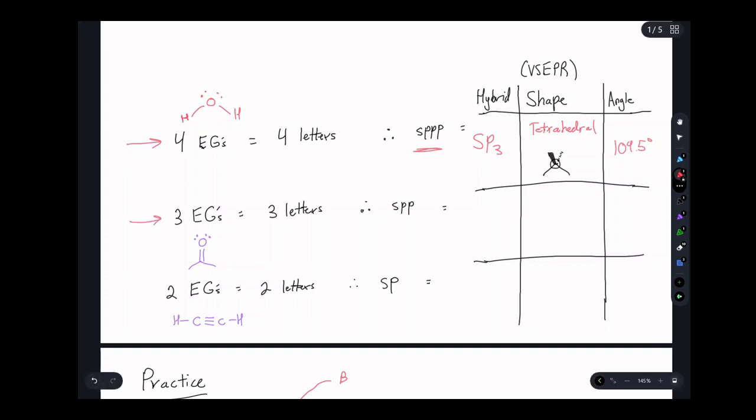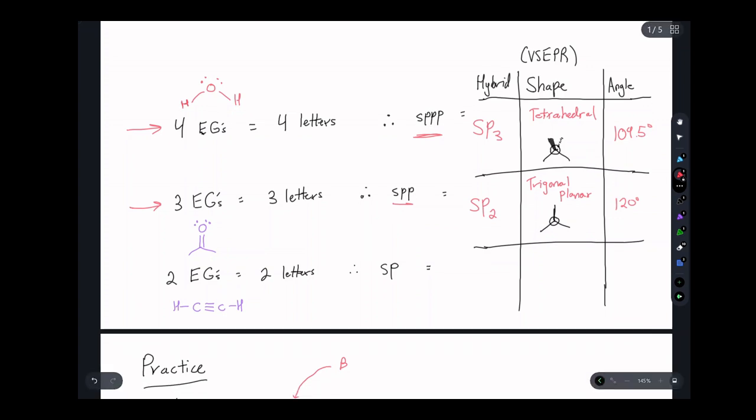When you have 3 electron groups that you count, so for example, in the case of this oxygen with 2 lone pairs and 1 double bond, then your hybridization has to have 3 letters. And that's going to leave you with SPP, or the sp2 hybrid. Now, that is going to lock you into the trigonal planar shape, as we discussed earlier. And this one is a lot easier to draw. It's simply a triangle with 3 connected things, as far apart as they can in a flat plane. That's what planar means. And the bond angle here is going to be 120 degrees.